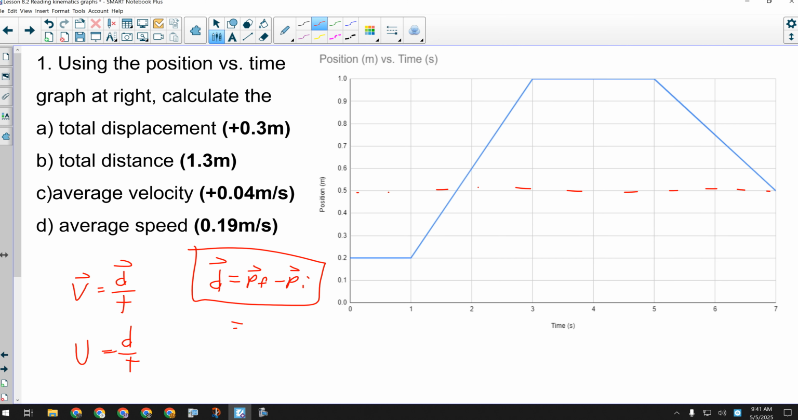All right, so if displacement is change in position, all we have to do is read our final position, 0.5 meters, minus our initial position, positive 0.2 meters. Okay, and positive 0.5 minus positive 0.2 is positive 0.3 meters. Why is the positive important?